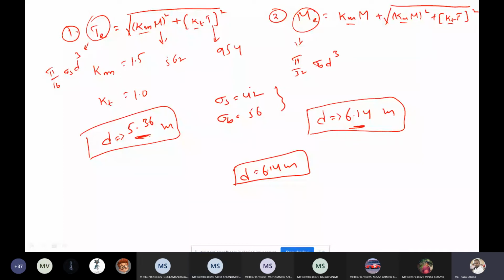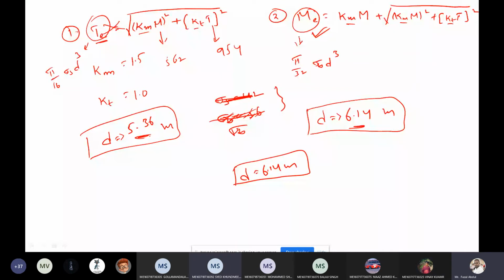If any one of the values is not given, suppose the question does not give the sigma B value, then just calculate the TE value. For example, if the question does not give the sigma S value and only gives the sigma B value, then calculate only the ME value, not the TE value. If the question gives both values, it is mandatory to calculate both TE and ME.